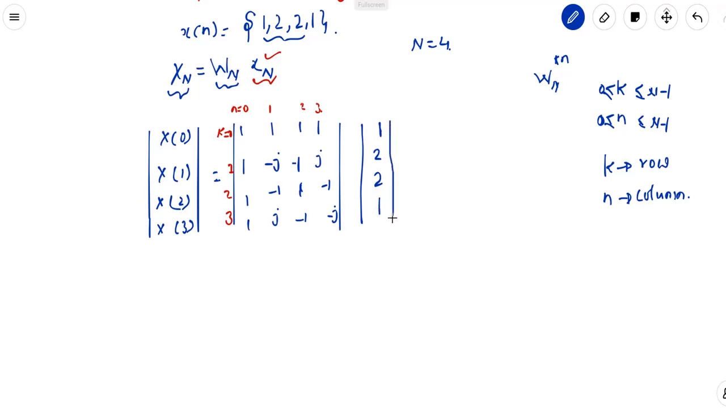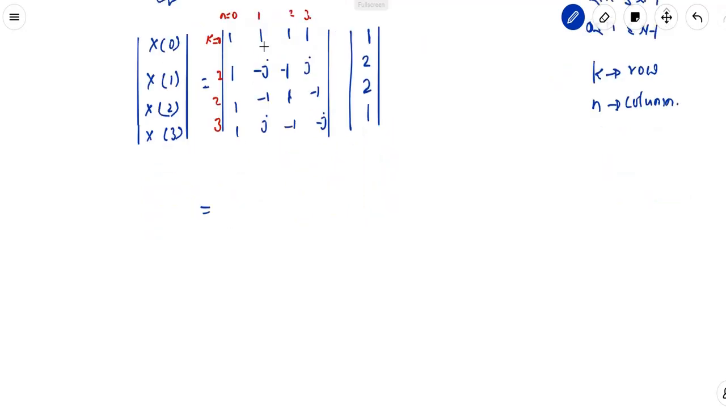So these are the values of x of n. This is x of 0, this is x of 1, this is x of 2, and this is x of 3. Now we'll start doing the calculations. You have to multiply rows into columns. So 1 into 1 is 1, 1 into 2 is 2, 1 into 2 is 2, again 1 into 1 is 1.